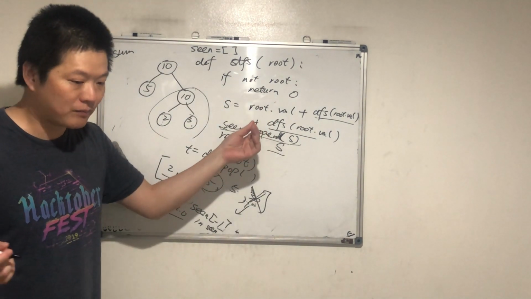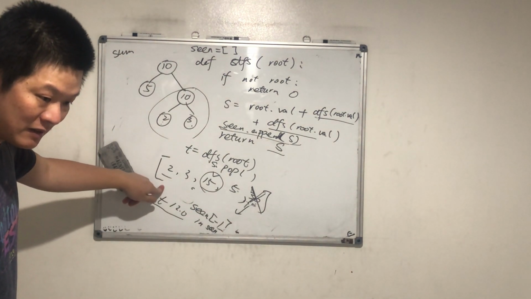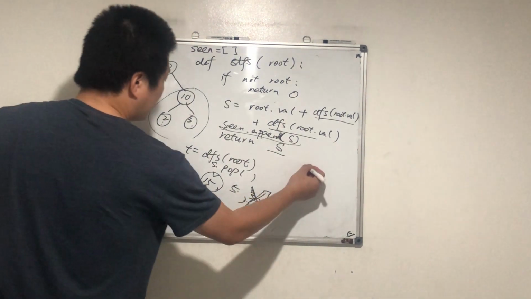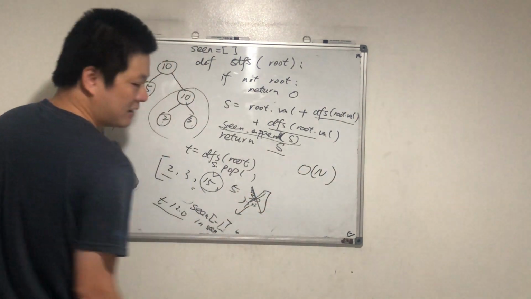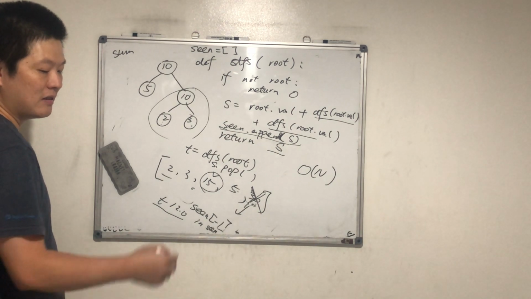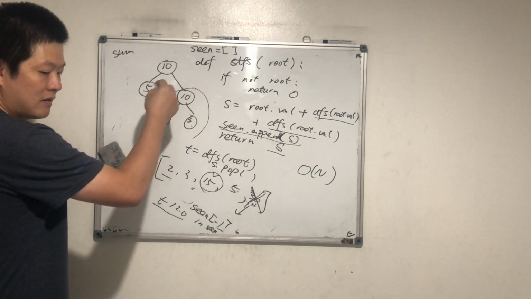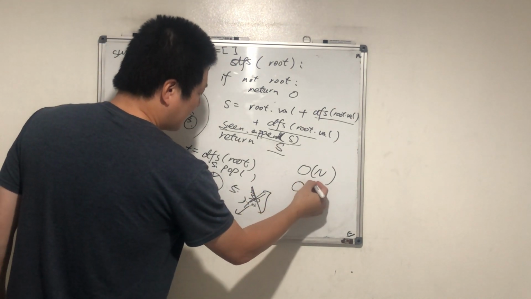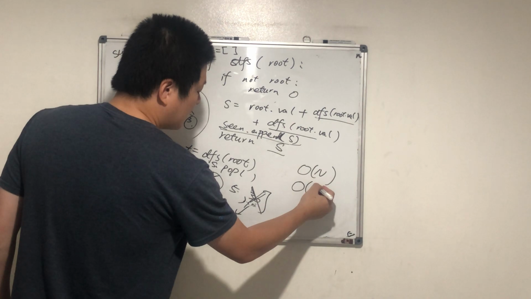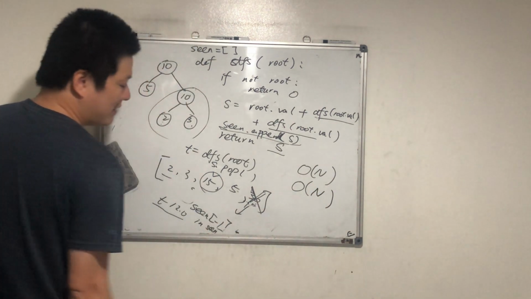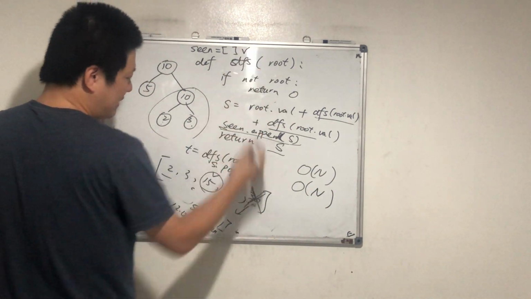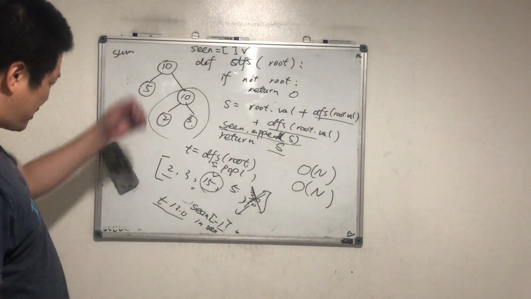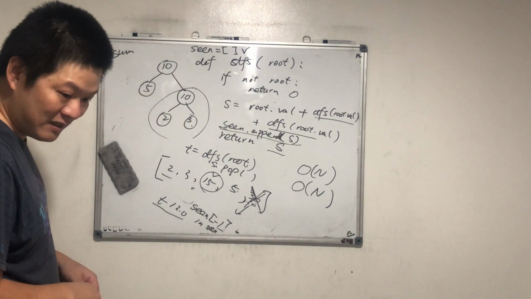Okay? Does it make sense? What's the time complexity? Because we need to visit every node, yeah? What's the space complexity? N. Why is that? The seen list. Yeah, good job. And also we have the stack from recursion, okay? Got it?